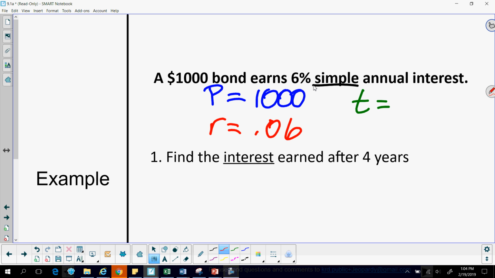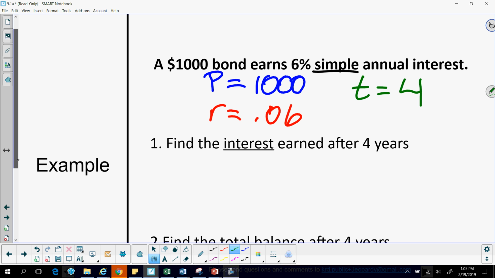In this case, what is my T in this question? How long? What's my time? 4 years. So annual is every year, correct, up here. But for this question, they're asking me after 4. I did that earlier too, because I read it.